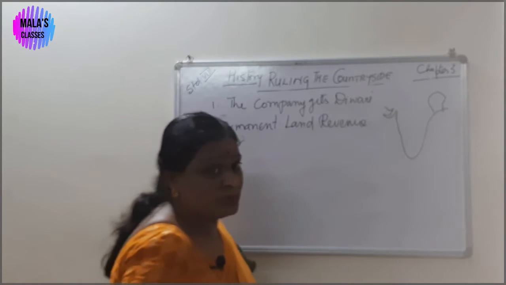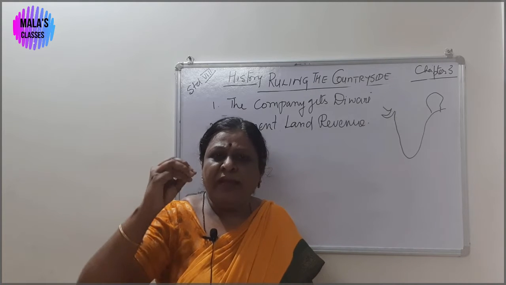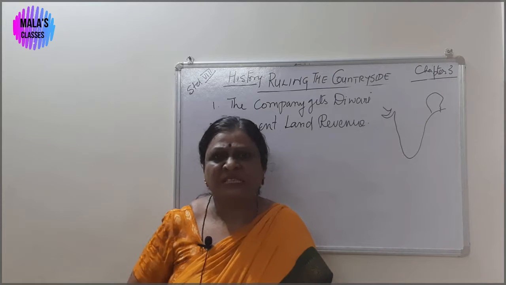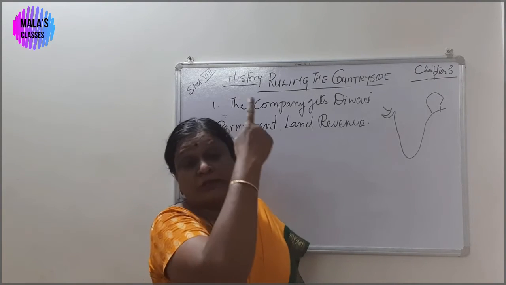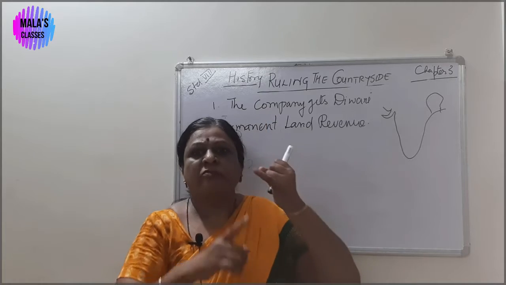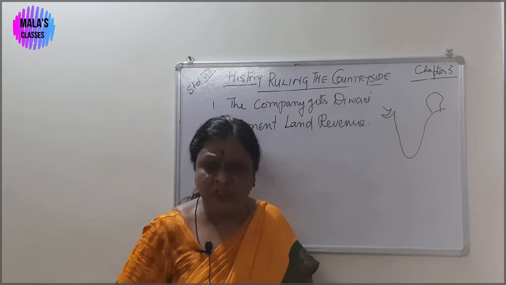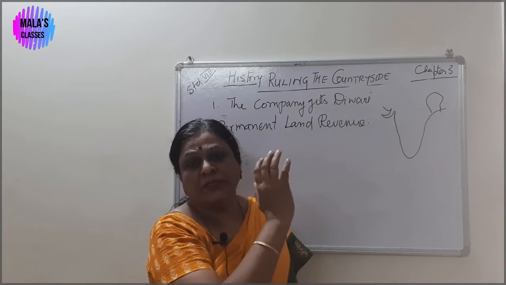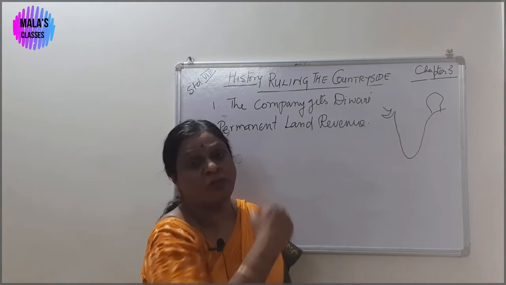Children, why did their brains work like that? Because in those days, they made a lot of profit. How did they make the profit? They purchased everything very cheaply from us, and they went and sold it in the European market, whether it was cotton, silk, spices, or condiments. They purchased cheaply and sold costly. And as a result, they made a lot of profit.